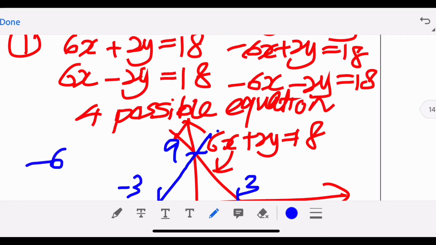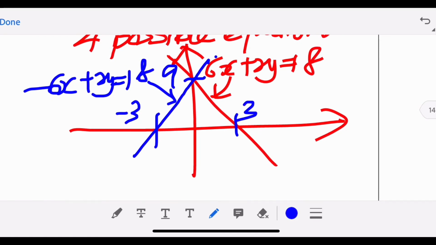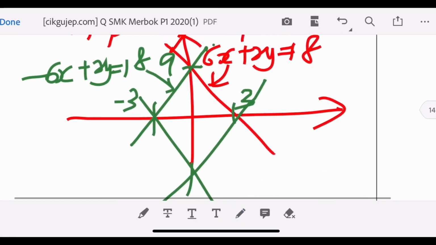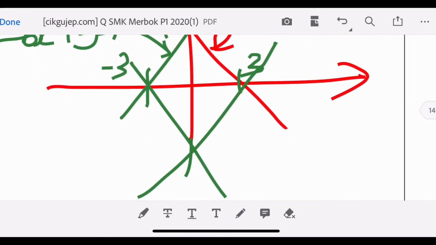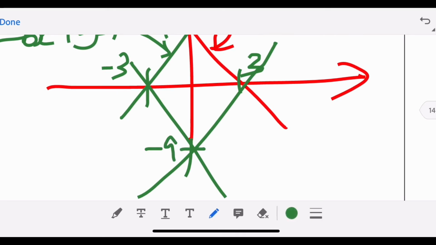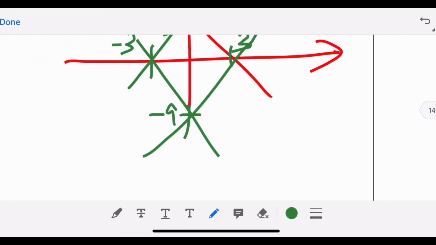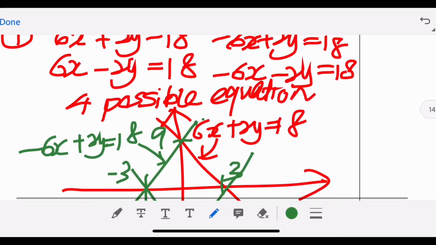So in fact, you have 4 equations. This one is negative 6x + 2y = 18. This is the equation that gives the positive gradient because the line is going up. The y-intercept is still the same, it's just that the x-intercept is negative 3. So finally, if you sketch all the lines, you will get a shape like this. It's symmetrical for the x-intercepts and y-intercepts. 9 goes to negative 9 for the negative part. For the x-intercept, you have positive 3 and negative 3.